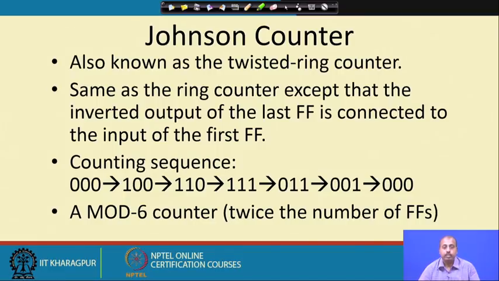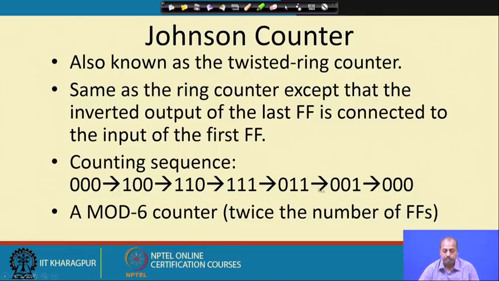Another counter is known as Johnson counter. This is also known as twisted ring counter because it requires fewer flip flops. It is counting in the sequence like 0 0 0 to 1 0 0, 1 1 0, 1 1 1. So, it generates 6 patterns, it goes in a mod 6 fashion. The advantage is that the number of states that you are getting is twice the number of flip flops. We have got 3 flip flops, but using 3 flip flops you can get 6 different patterns. So, this is known as Johnson counter.